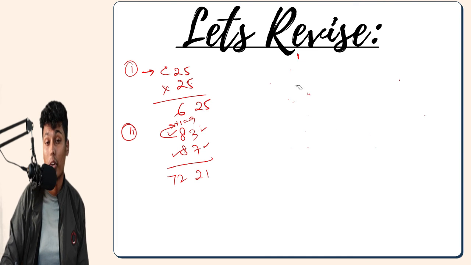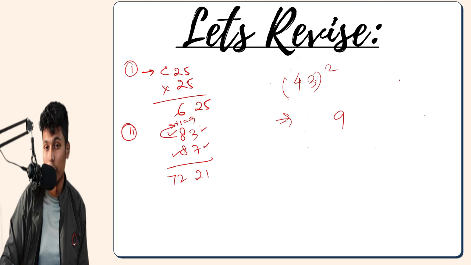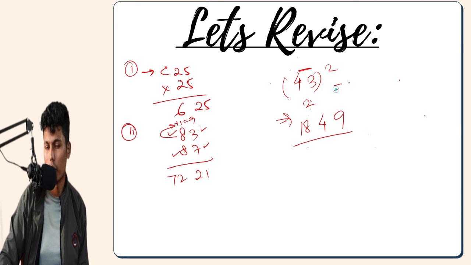And how to find the square of any number? Take any number like 43 square. So first of all, 3 times 3 is 9, right? And next is 4 times 3 is 12. Multiply these two numbers, 12 times 2 is 24. 4 will be here and 2 will be carried. 4 times 4 is 16, 17, 18. Okay, 1849. This technique we got from 43.